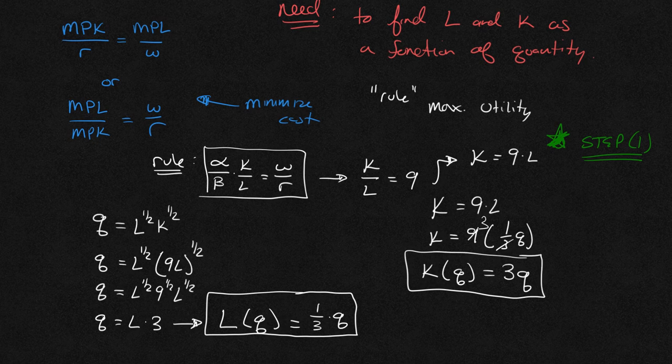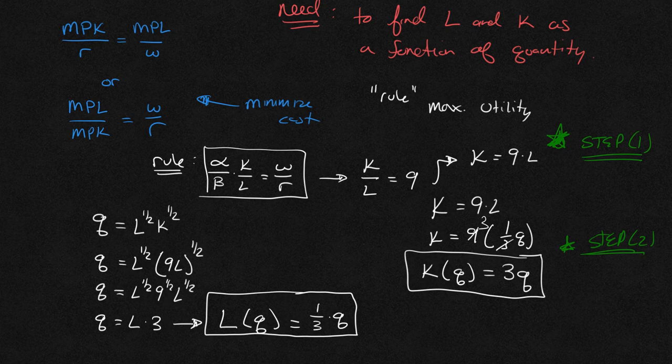So therefore, I have exactly what I said. I need to find L and K as a function of quantity. So there's my step 2. Again, I'll go over these steps at the very end of the video so that we have a nice, easy step-by-step guide to make sure you're solving one of these. Step 2 is to go ahead and find K and L as a function of Q now that you know what that ratio is from before.